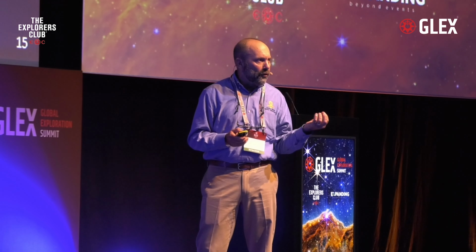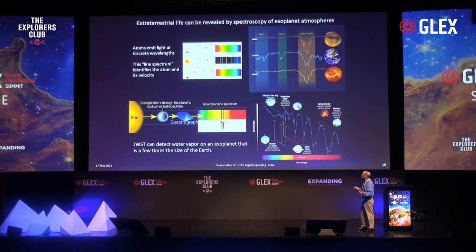What we're looking for is chemical species that would be indicative of life, so-called bioindicators or biomarkers. And the Webb will enable us to do this on planets that are somewhat larger than the Earth. The Webb can detect water vapor on a planet that is a few times the size of the Earth.